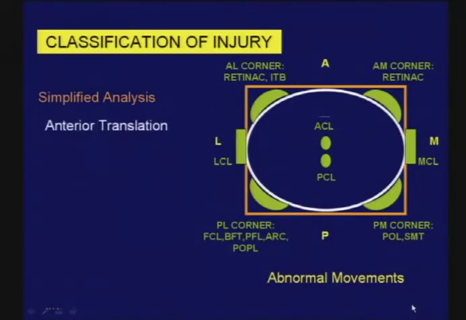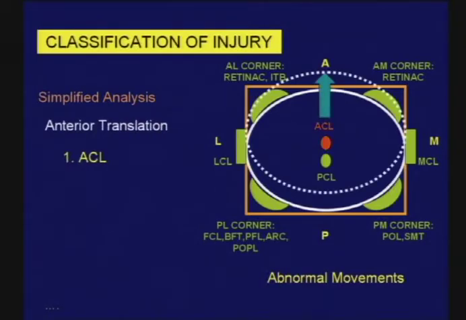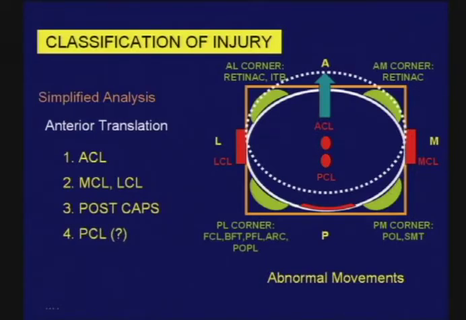So let me show you some of the patterns. The first of these, anterior translation. There are four stages of injury to the knee. The first structure that typically fails is the anterior cruciate ligament. The second, portions of the medial and lateral supporting structures. The third structure is the posterior capsule failing under tension. And then the fourth, possibly the posterior cruciate ligament. So that is the sequence of events classically described with an anterior translational injury of the knee.